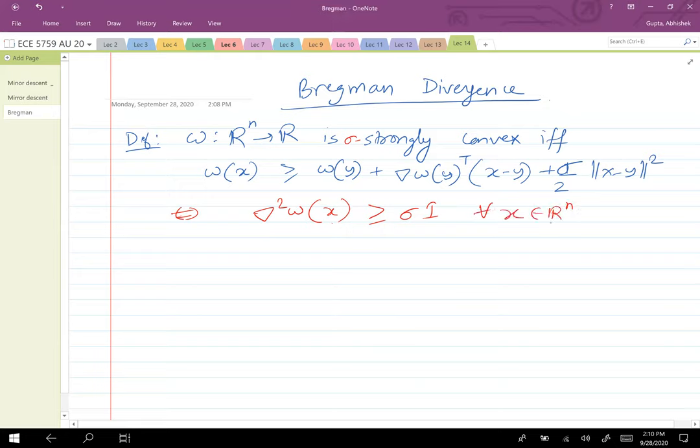And I'm of course using Rn here, but it could be defined on some specific domain. What should I use for the domain? Let me use E as the domain. So you could have the strongly convex function over a specific domain like a simplex or a unit sphere or whatever. It doesn't necessarily have to be Rn.